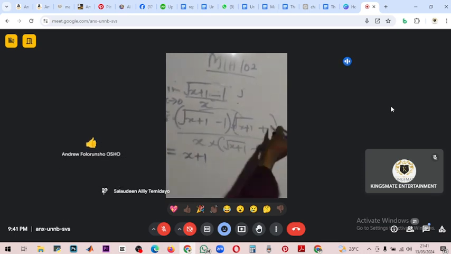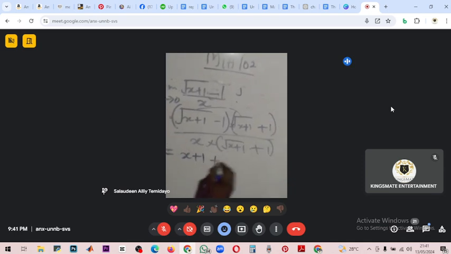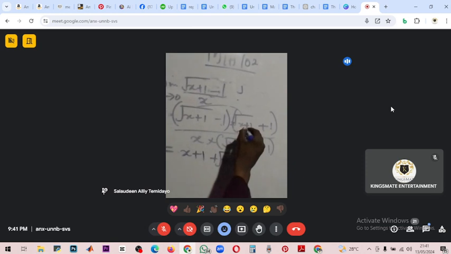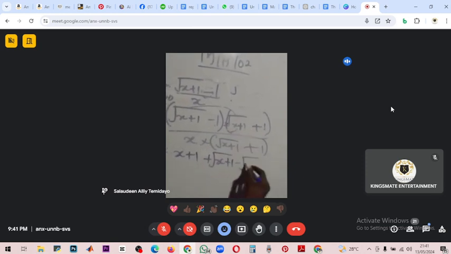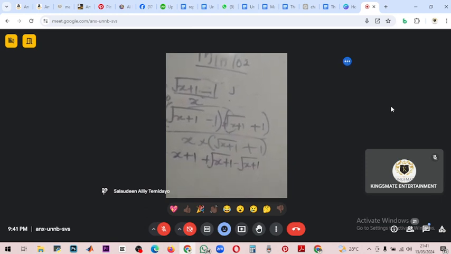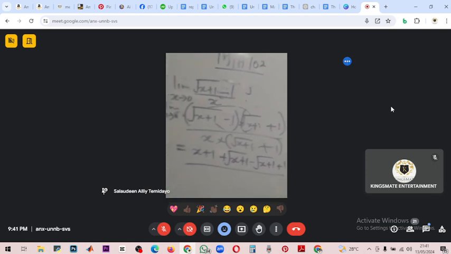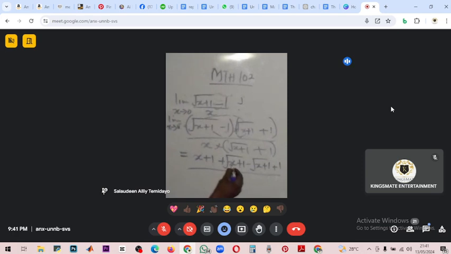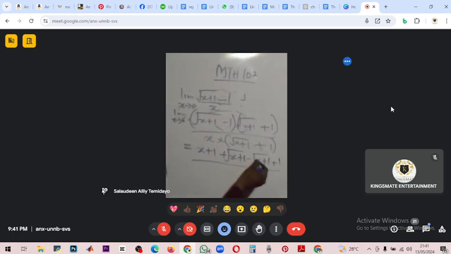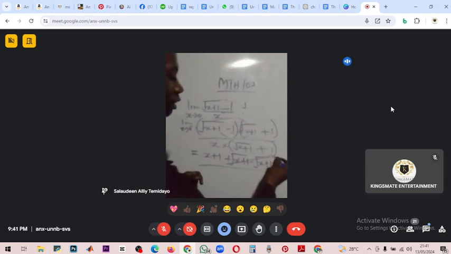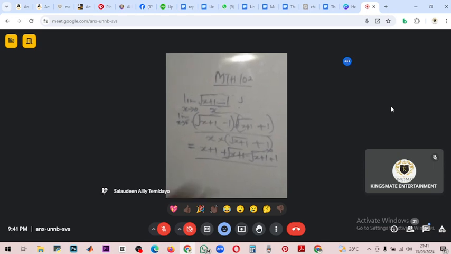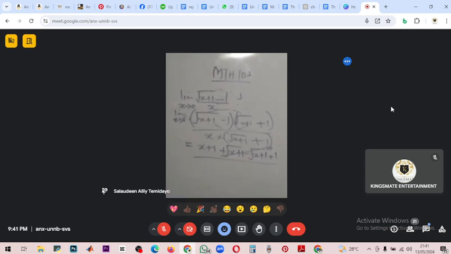So now square root of x plus 1 times this one. That is plus square root of x plus 1. Minus 1 times square root of x plus 1 is minus square root of x plus 1. Then 1 times 1, that is plus 1. So you can see that I have plus square root of x plus 1 minus square root of x plus 1. They are the same value. So that gives 0. This one minus this one gives 0, right?